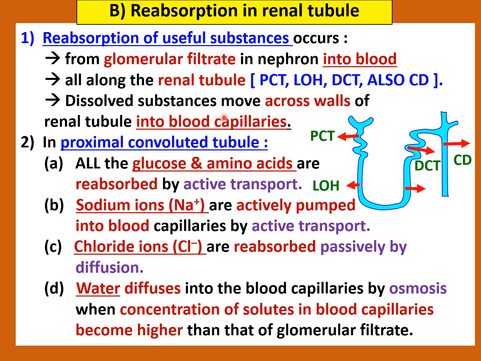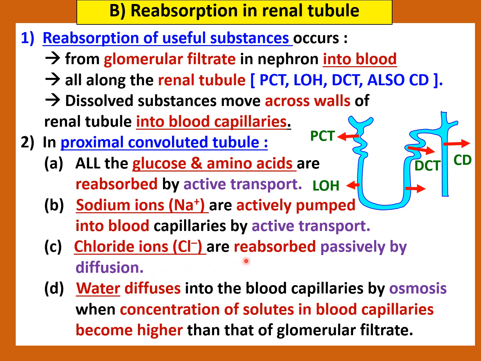Dissolved substances move across the walls of the renal tubule back into the blood capillaries. By the way, all this short form you have to spell in full whenever you answer the question in the exam. Now, in the proximal convoluted tubule, that's where most of the reabsorption of useful substances occurs. All, remember this word is all. All the glucose and amino acids are reabsorbed by active transport. Sodium ions also are actively pumped into the blood capillaries, again by active transport.